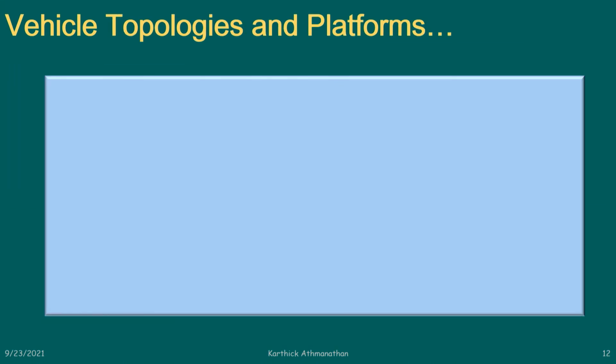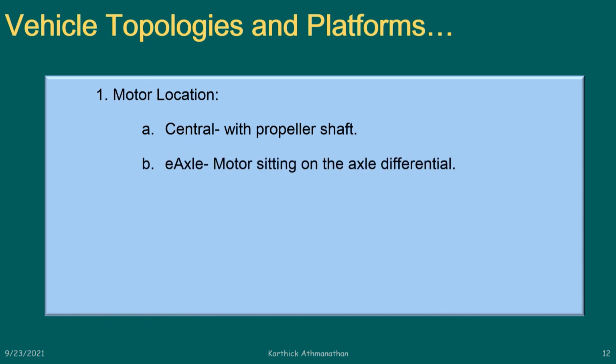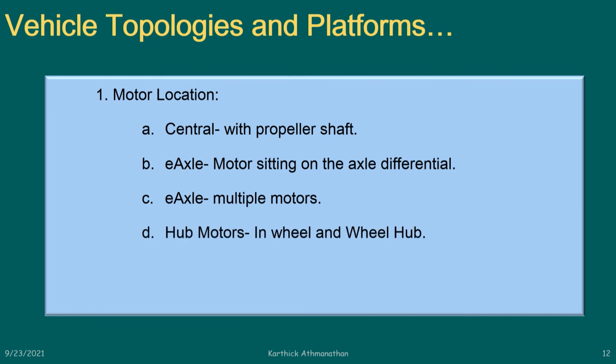So vehicle topologies, if you look at the motor location, you have a central motor with a propeller shaft which runs the rear axle. Second, you have an e-axle, and the motor goes and sits on the axle's differential itself, and it drives, it's more efficient, you save about 4-5% of the energy. You have e-axles with multiple motors, so sometimes the axle has 2 motors which are driving different sides of the axle, but it's still part of the axle. And then you have hub motors which go right into the wheel, and you have in-wheel and hub wheel motors.